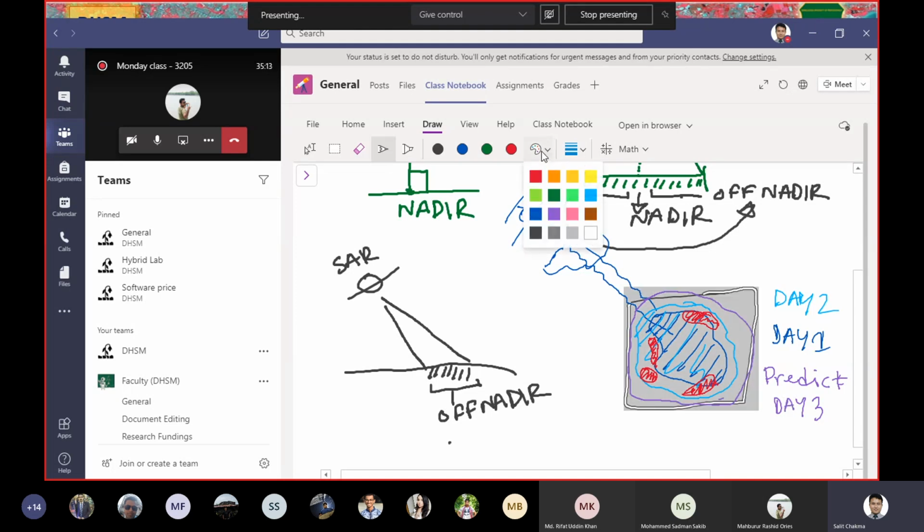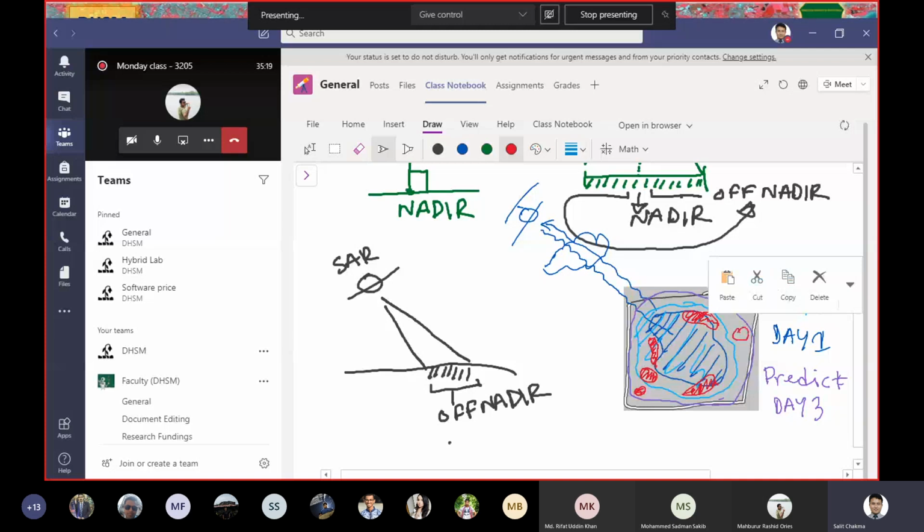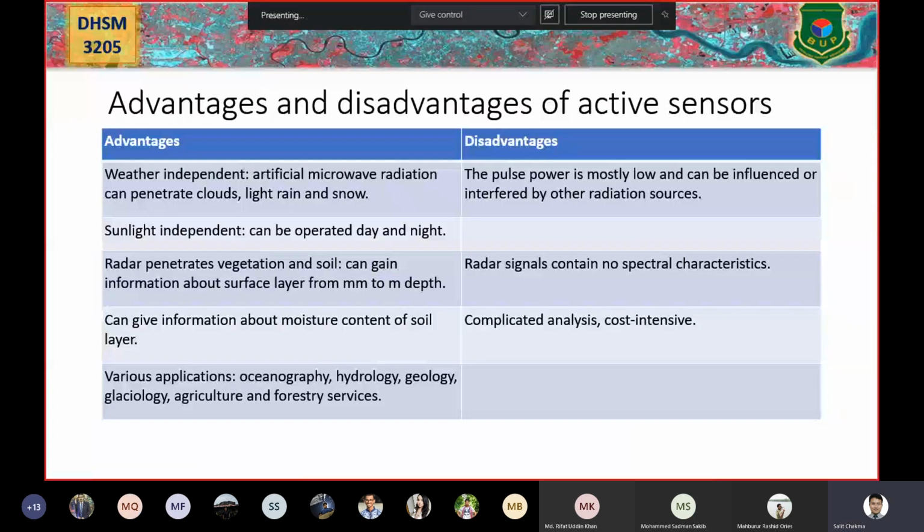So you go and say that there is another settlement, and here is another settlement. These 2 settlements will be affected. There are also some businesses and other establishments which will be affected as well. That's how SAR is very important in disaster management. I think all disaster management students should learn about SAR.